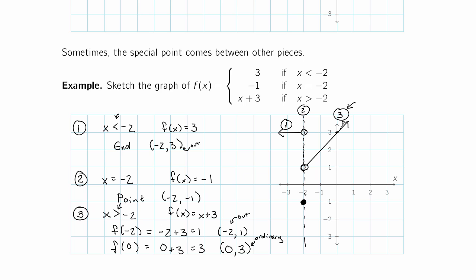And I'm done. So when the singled out point comes between 2 other pieces, we don't need to worry about it so much, as long as we can realize that that piece of the graph consists only of one point.